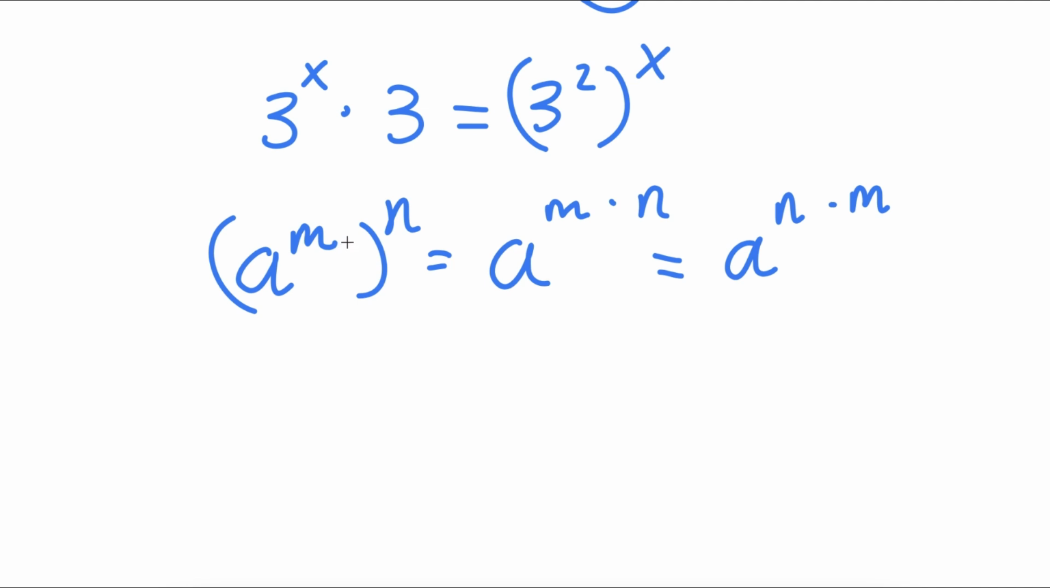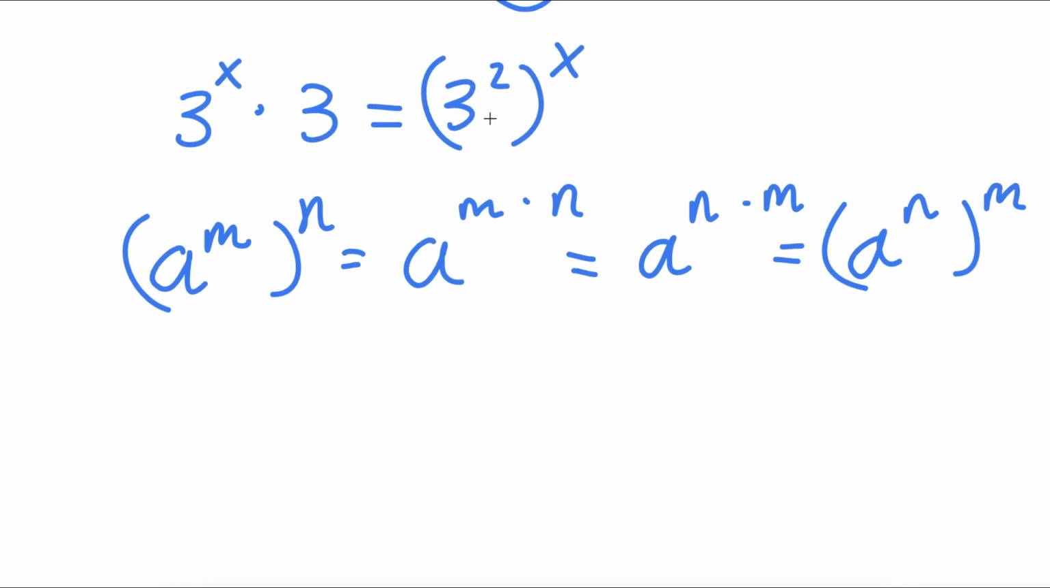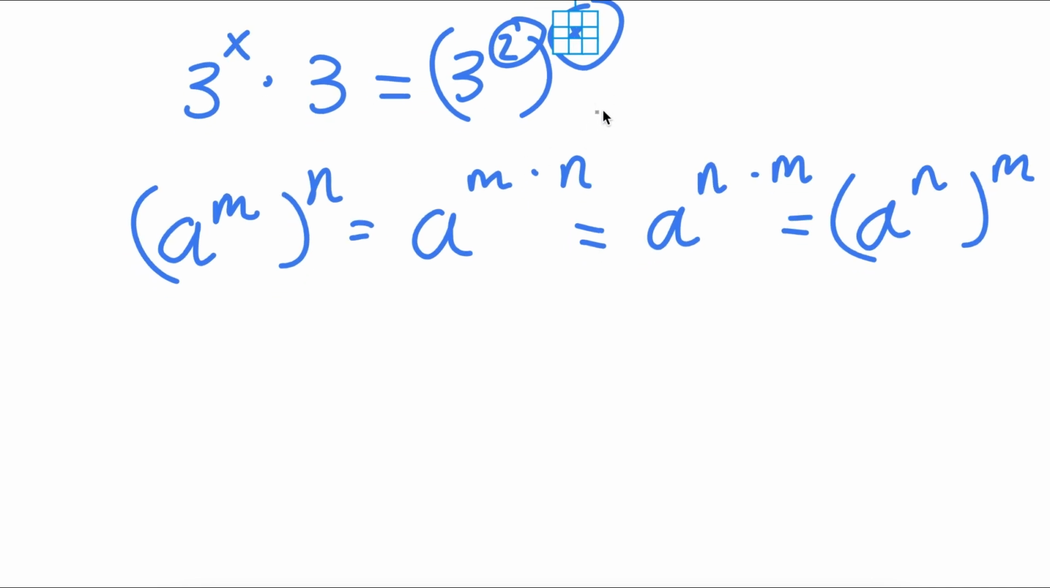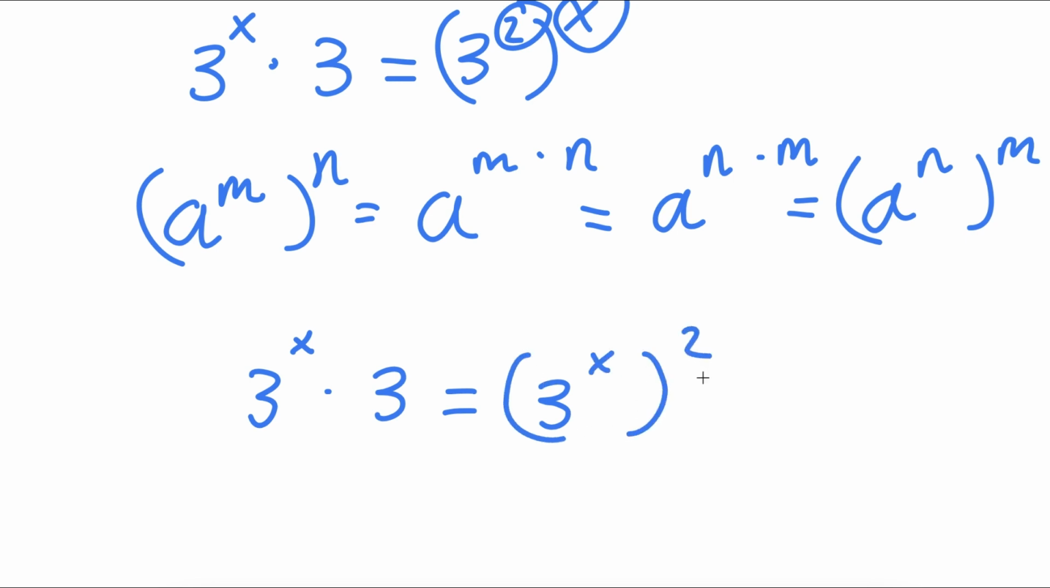So this is the same thing as a to the power of n times m. So if a to the power of m to the power of n is equal to a to the power of m times n, then a to the power of n times m should equal a to the power of n to the power of m. So 3 to the power of 2 to the power of x, I can switch the places of 2 and x. So now that's the same thing as 3 to the power of x times 3 is equal to 3 to the power of x to the power of 2.